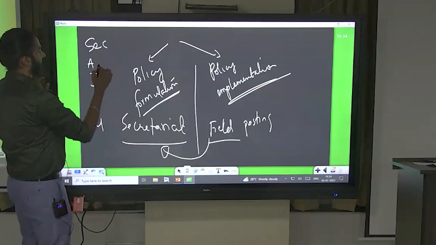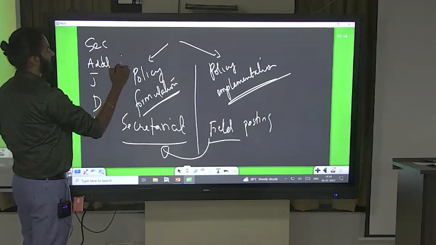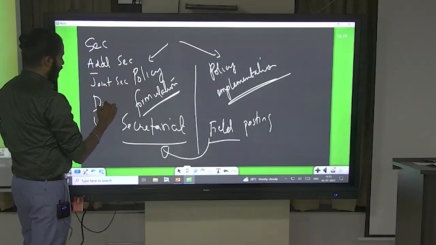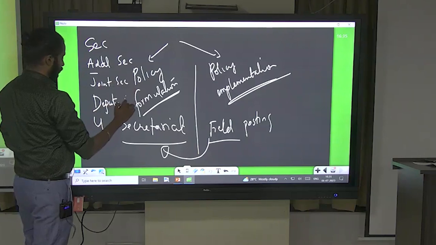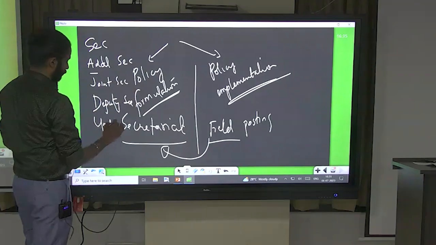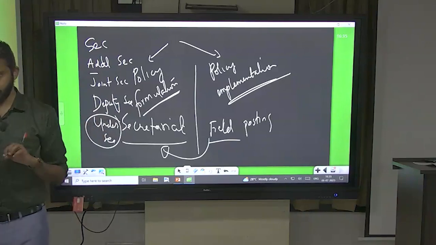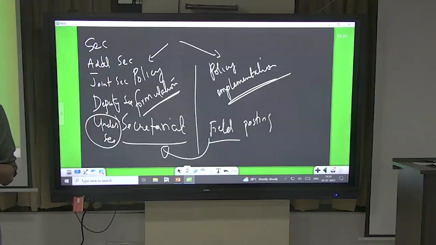Secretary, additional secretary, joint secretary, deputy secretary, and under secretary. Right, under secretary is not for UPSC. If you are clearing KAS, what is KAS? Kerala Administrative Service.